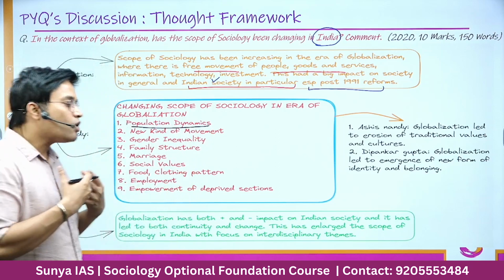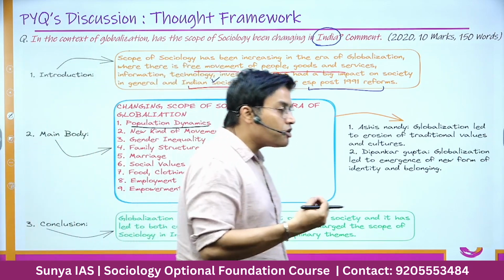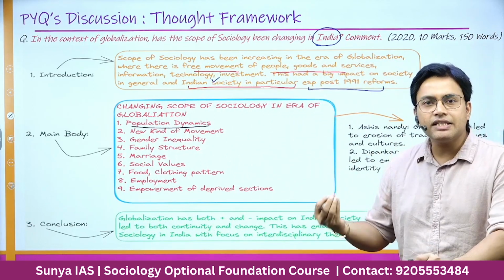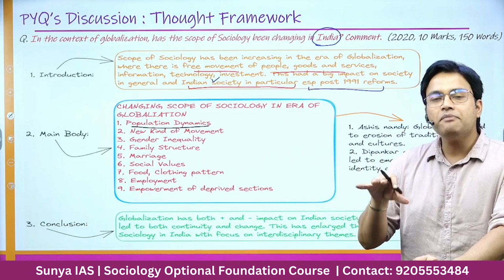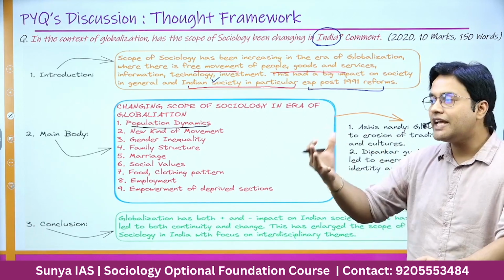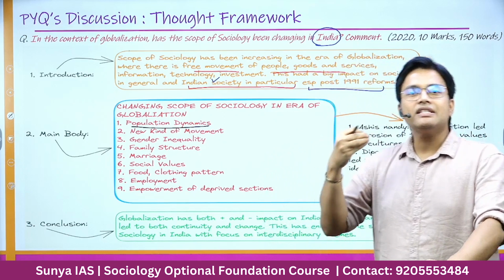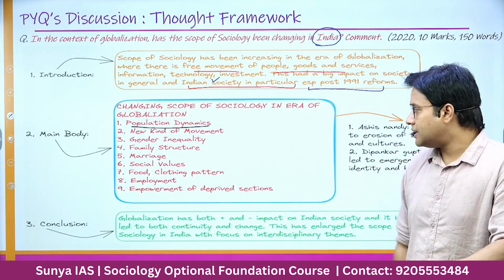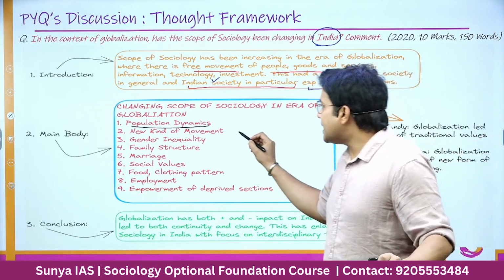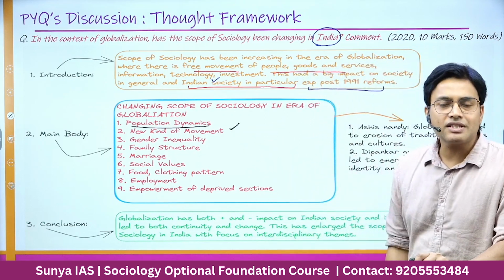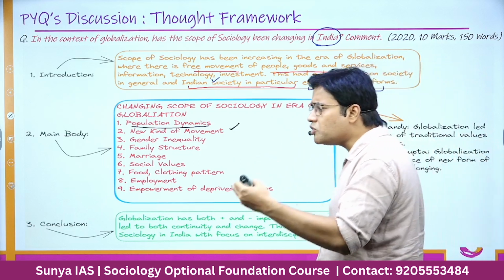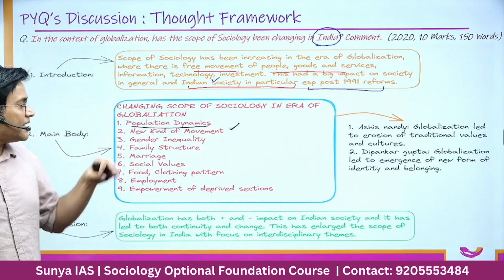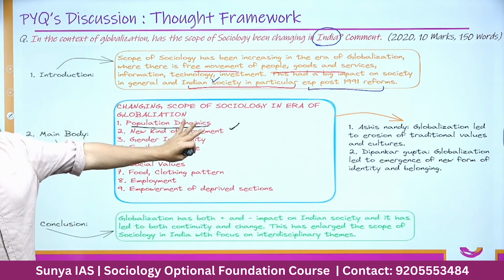When we talk about population dynamics, in the era of globalization there's a free movement of people. When there's a free movement of people, there's an exchange of ideas and an exchange of culture. This is having a major impact on society, especially Indian society, because we have been importing various cultural ideas and belief systems from Western society. All those things you can talk about. Just like new kinds of movements, you can talk about the environmental movement, the Black Lives Matter movement, the women's movement. That is also having a profound impact on Indian society.